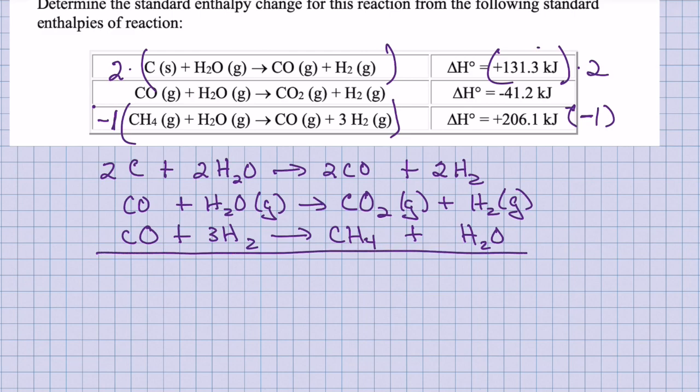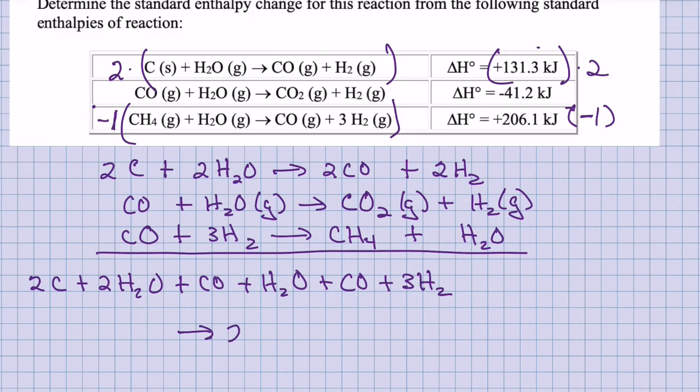On the reactant side, I'm going to have 2 carbons plus 2 H2O plus carbon monoxide plus H2O plus carbon monoxide plus 3H2. Okay, now let's look at the product side. So on the product side, I'm going to write this down here.